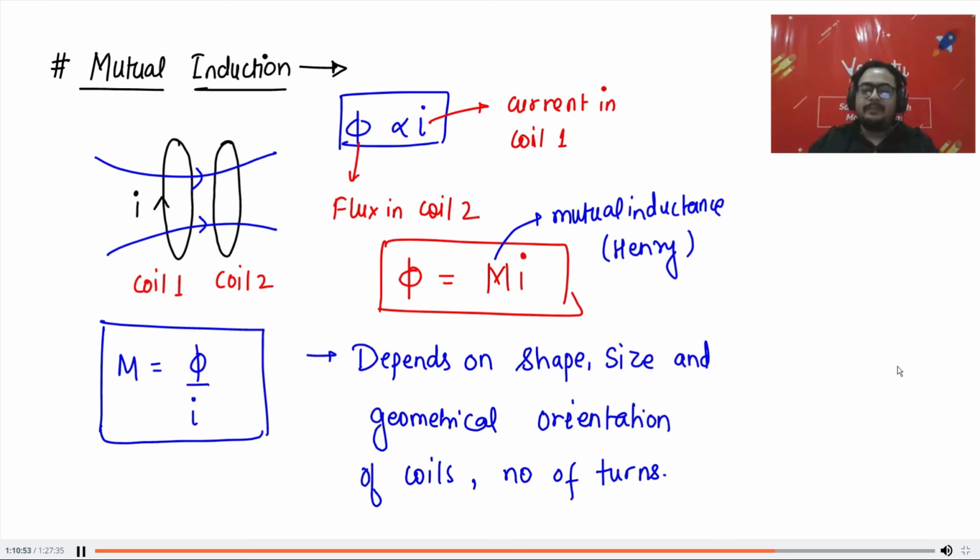Flux linkage. Beta, linking of flux. Flux from one coil to the other coil. If flux is going from one coil to the other coil, it is called flux linkage. So if the coils are very, very close, flux can pass easily. If coils are very, very far, flux will not be able to pass that easily. Okay.